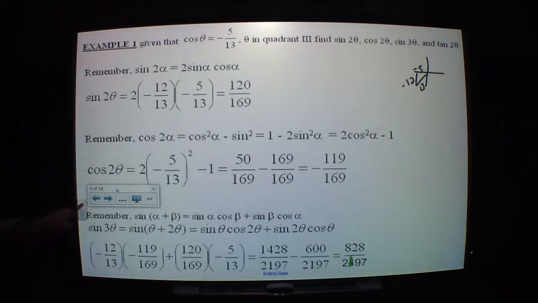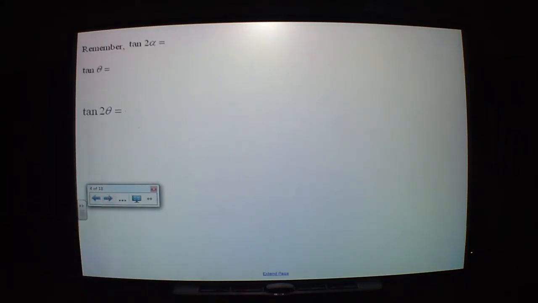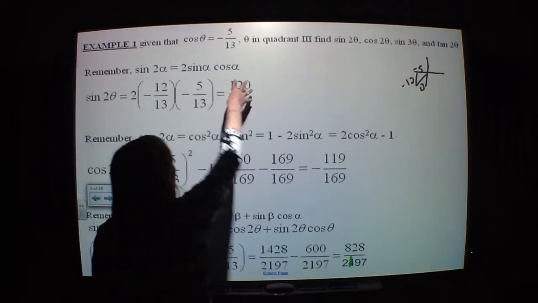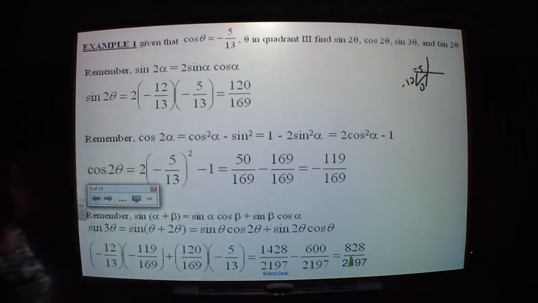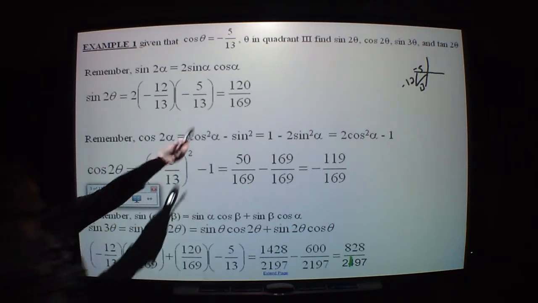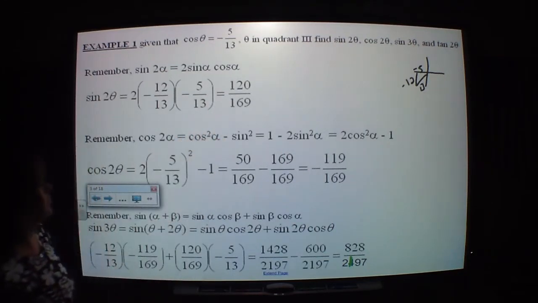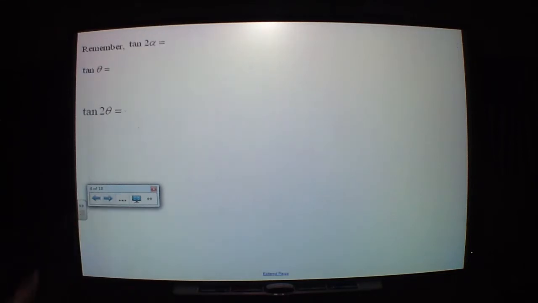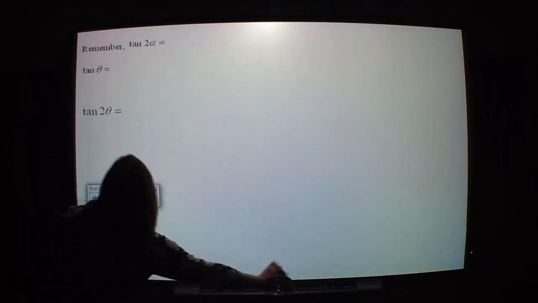Okay? Next example. Or no, we're not done, we're done with everything. I want a tangent of 2 theta too. Forgot about that. Different ways to find tangent of 2 theta. The easiest way probably is just to do sine over cosine. And sine is 120 over 169. Cosine is negative 119 over 169.